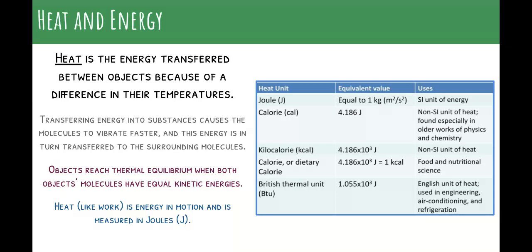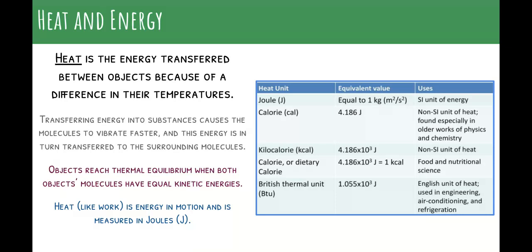If you look at this table on the right-hand side, we have different units for heat that you might see, and where they would be used. So we're going to be measuring heat in joules. You can also measure heat in calories or kilocalories. You also have a dietary calorie or a BTU. Sometimes you'll see BTUs, not very often in the United States, but on air conditioning units or refrigeration units. It's just another unit for heat. So joules is what we're going to use mostly.